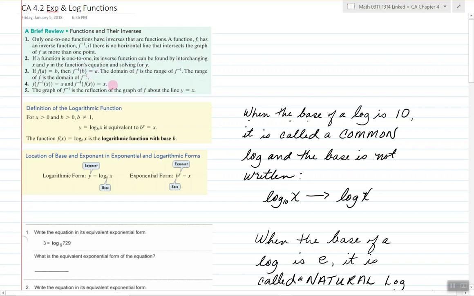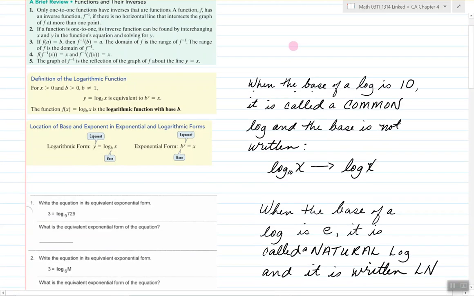Another statement that was true, f composed with f inverse of x is equal to x, and f inverse of f of x is equal to x. If you do compositions with inverses, you will get x both times. Finally, the graph of f inverse is the reflection of the graph of f about the line y equals x. We studied all of those things earlier, and we may need to visit them again.